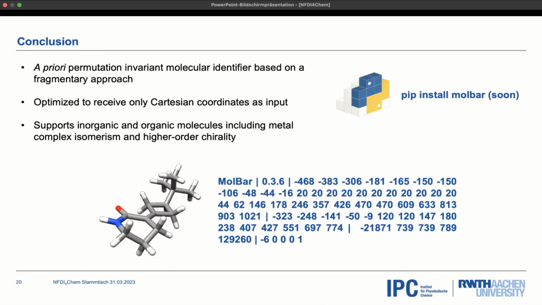All right, so this brings me to my conclusion. I showed you this molecular identifier, which is based on a fragmentary approach. We calculate fragments instead of having an atomic description like in SMILES and InChI. We do that to describe global chirality. This is optimized to receive Cartesian coordinates only, and we support in general inorganic and organic molecules. One last sentence for inorganic molecules: there might sometimes still be a problem with finding bonds in a metal complex, right? It's not a trivial question whether there is a bond or not, or whether the system is flexible or not. This is something for the future, but where the bonding is quite clear in the metal complex, it works.